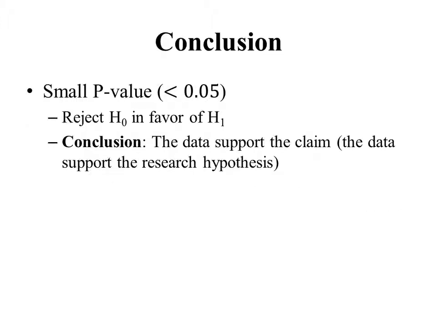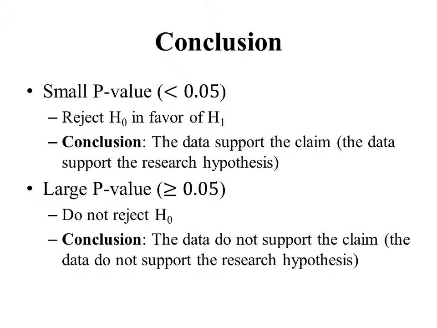So let's just kind of summarize how we state our conclusion in all these different hypothesis tests. So we look at this number called the p-value, and if that p-value is small, meaning less than 0.05, then we reject the null hypothesis in favor of the alternative. So our conclusion, in less technical terms, is that the data support the claim, or stated another way, that the data support the research hypothesis.